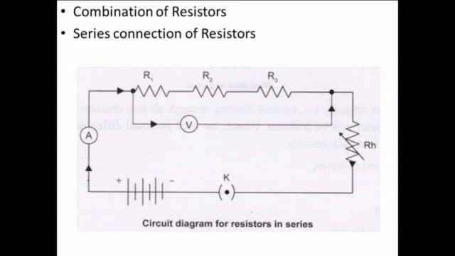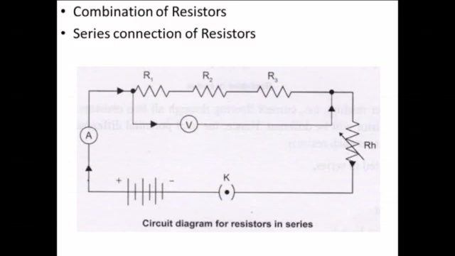Now if a resistor R, instead of these three resistors R1, R2, R3, is connected in such a way that the current flowing through the circuit remains the same, then R is called the equivalent resistance of the circuit. So for an equivalent resistor, V equals IR.